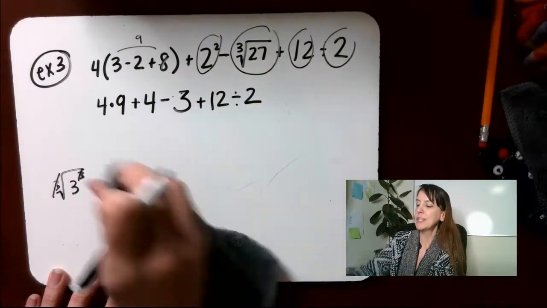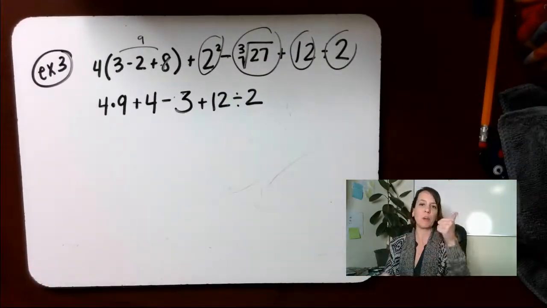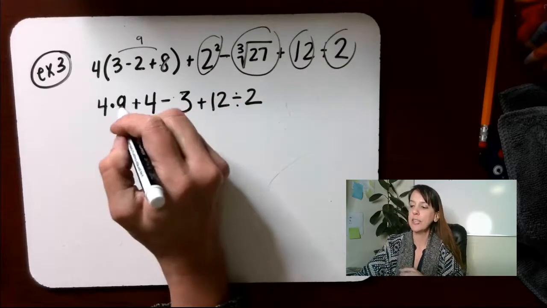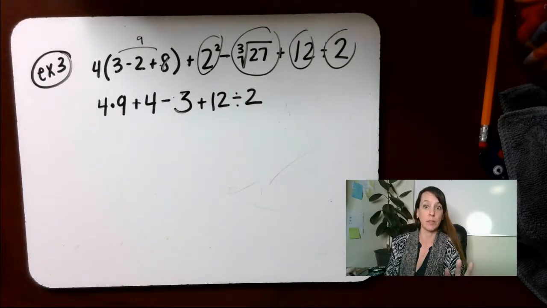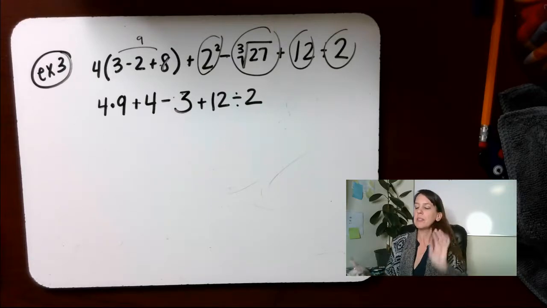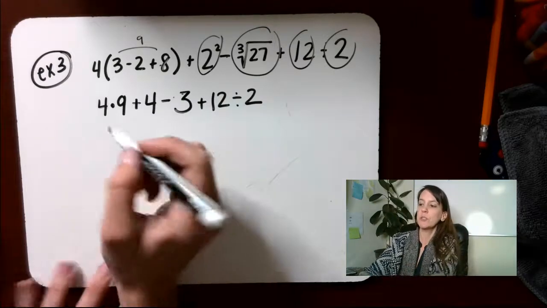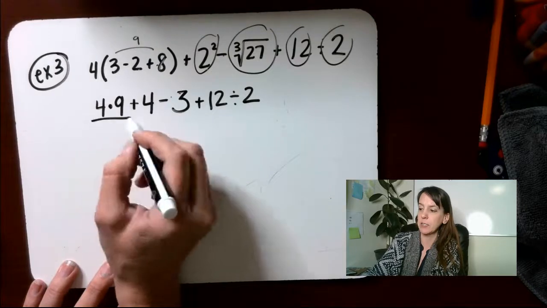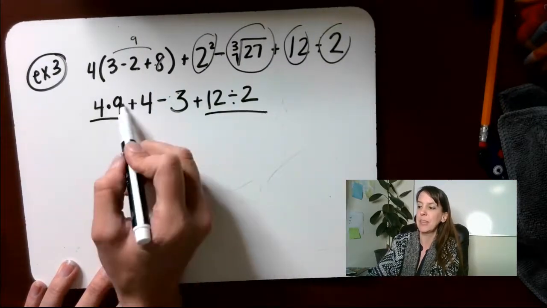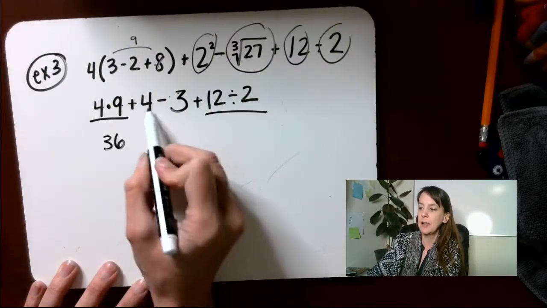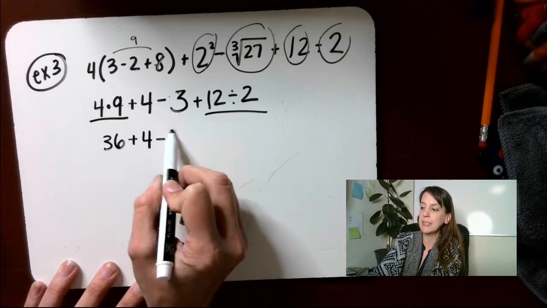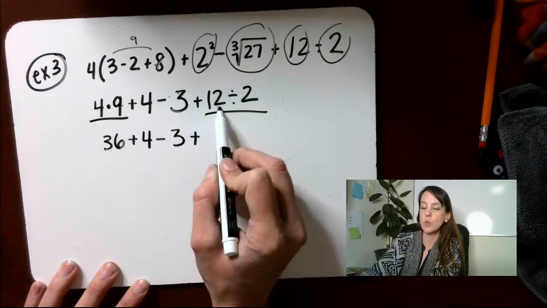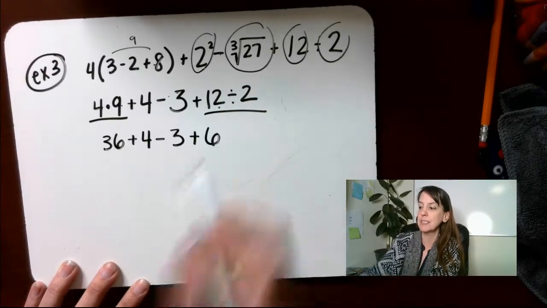All right, so we've gotten our parentheses out of the way, and notice I took that 9 out of parentheses because now I'm done with it, right? We've also got our exponents out of the way, so the please excuse from please excuse my dear Aunt Sally. Now we have to do multiplication and division. We do it in order from left to right. So we're gonna do this guy and this guy. 9 times 4 is 36, plus 4 minus 3 plus 12 divided by 2 is gonna be 6.